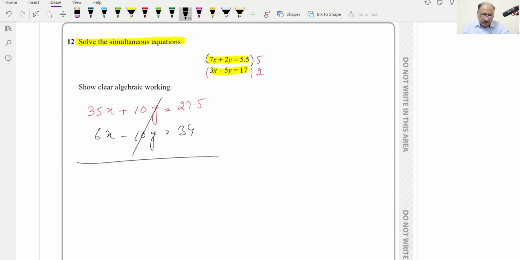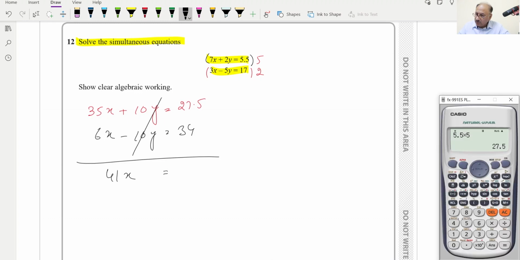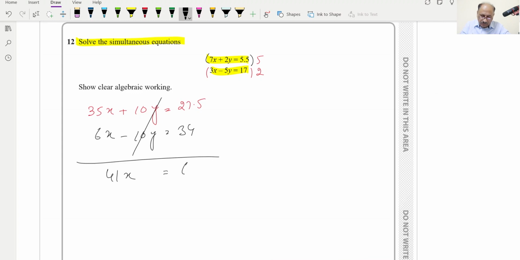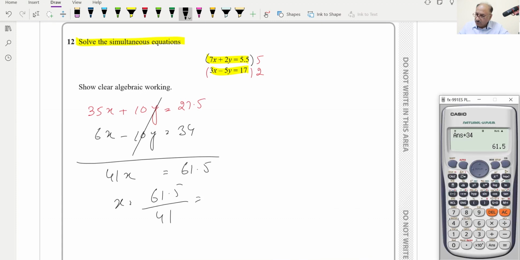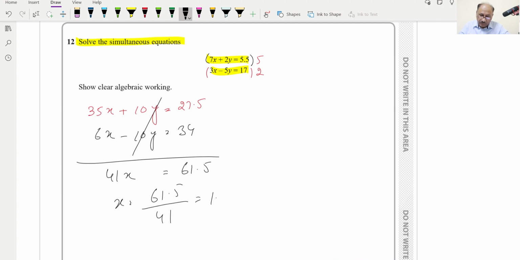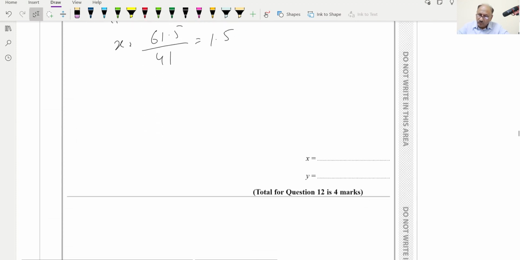This will be cancelled, and 35 plus 6 will be 41. 41x is equal to 27.5 plus 34, which is equal to 61.5. So x will be equal to 61.5 divided by 41, which is equal to 1.5. So 1.5 will be the x value which we can provide over here.